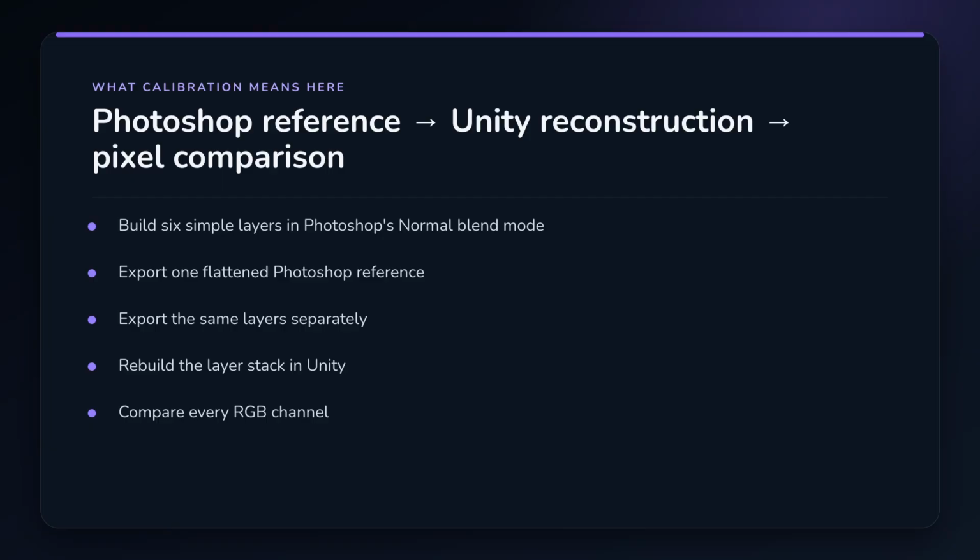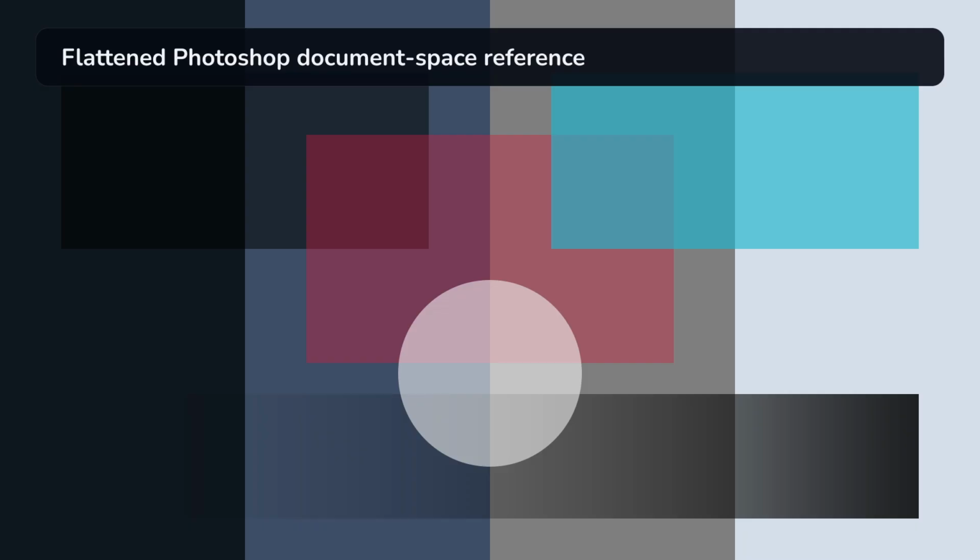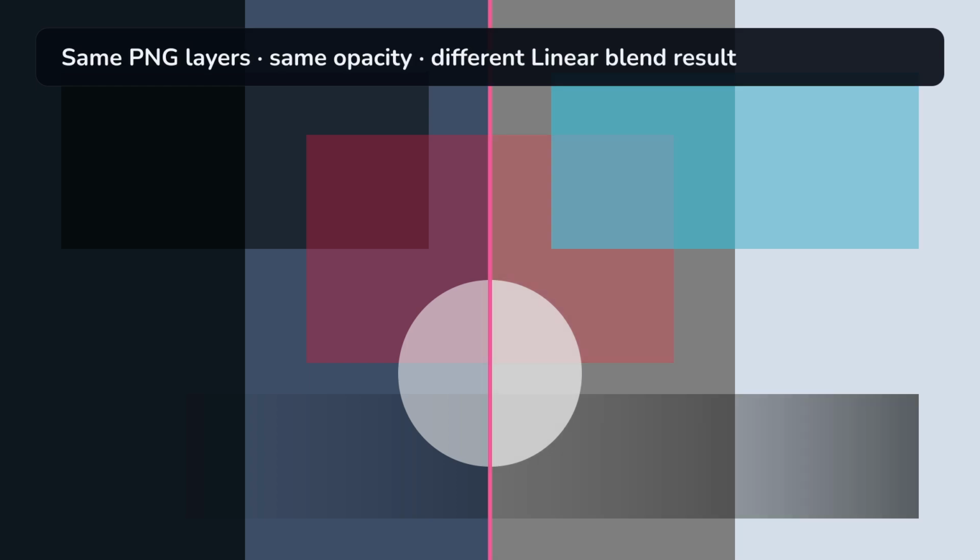So we built a repeatable Photoshop to Unity calibration. The fixture is a small Photoshop document with 6 simple layers, all using the standard normal blend mode, opaque and translucent colors, a gradient, and an anti-aliased edge. We exported the approved flattened result and the same layers as separate PNGs. Unity rebuilt the stack, and an automated comparison checked every RGB channel against the reference. That controlled reconstruction and pixel comparison is what I mean by calibration.